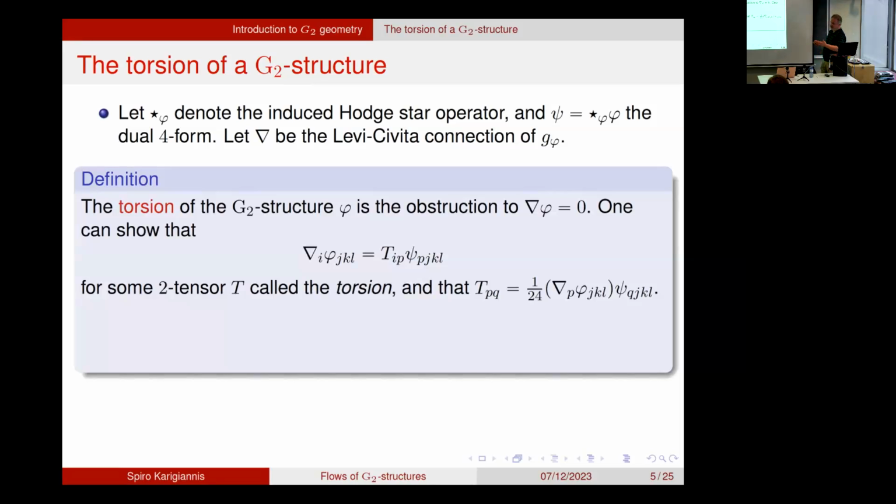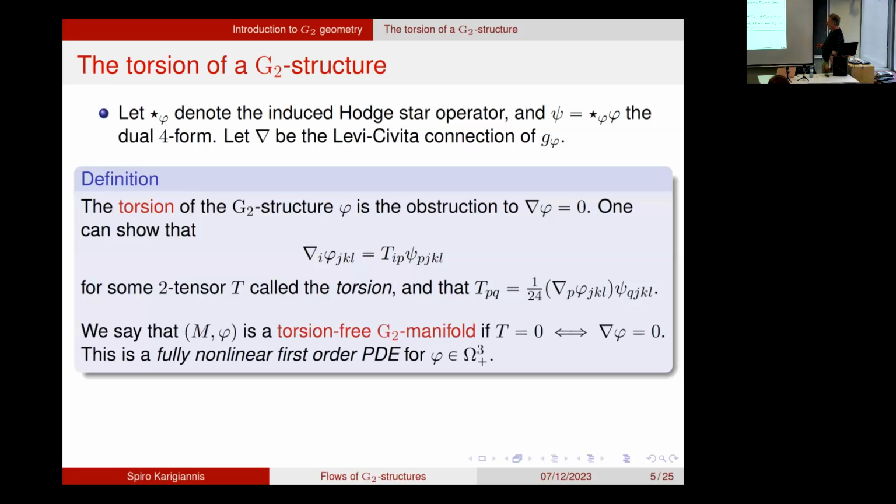So T vanishes if and only if nabla phi vanishes. It's just easier to work with a 2-tensor than this tensor here. And we say that the manifold is a torsion-free G2 manifold, and in older papers you'll just see it say G2 manifold if it's torsion-free.